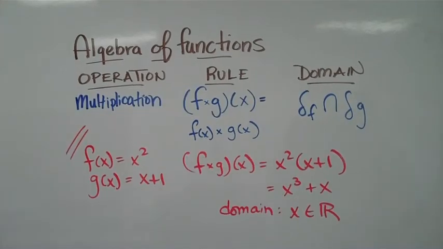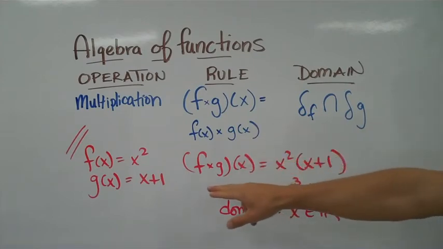For multiplication of functions, we have (f · g)(x), which is simply f(x) times g(x). What's this domain? It's where the intersection of the domain of f and the domain of g are found. For example, f(x) = x² and g(x) = x + 1.